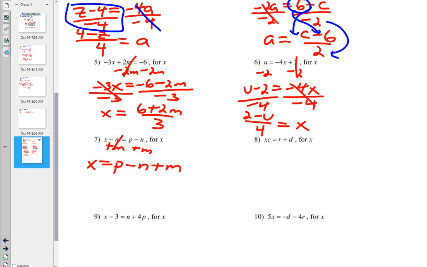Yeah. How about number 8? Also one step. How do you get x by itself? Divide by c. So x is r plus b over c. I'll leave it there. I think that's it.